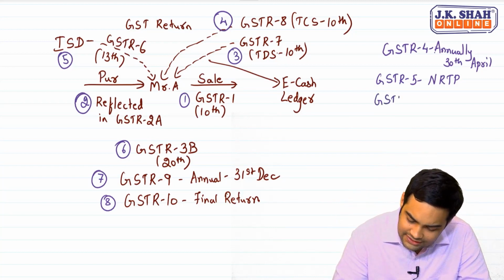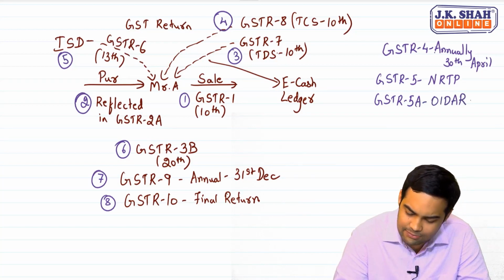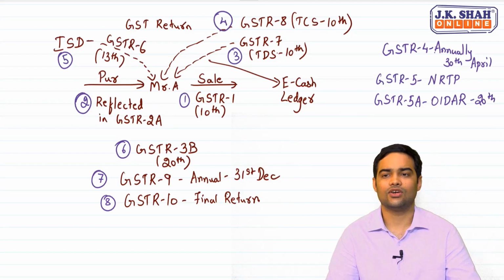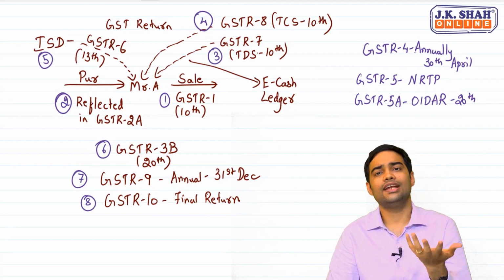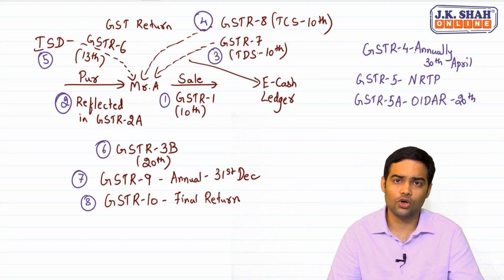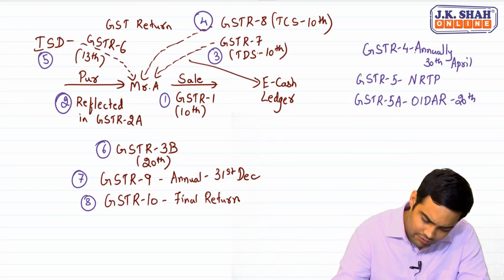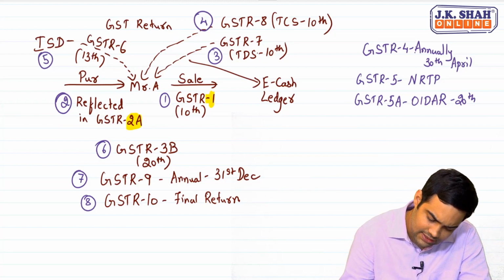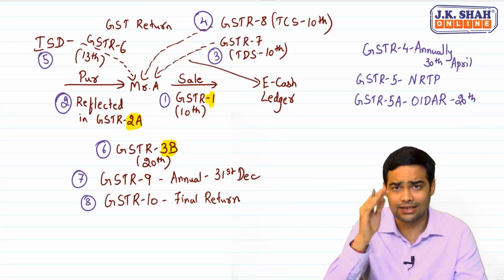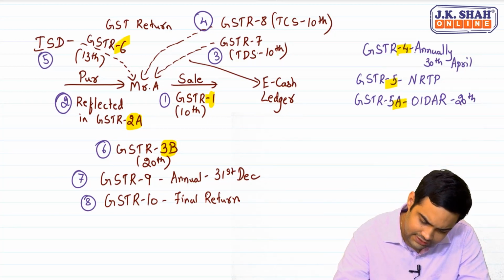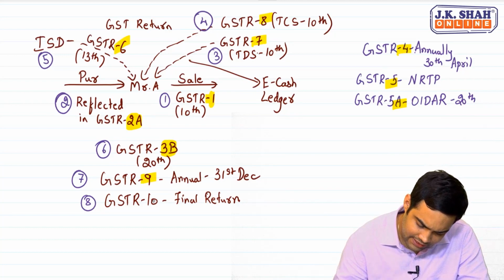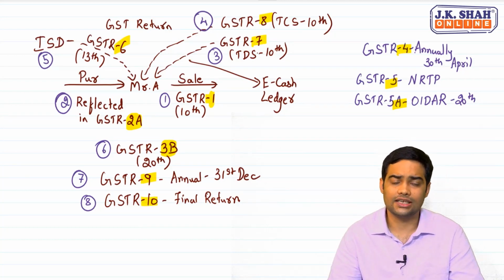There's one more return, that is GSTR 5A, which is to be submitted by OIDAR. Again, it's a monthly return, due date being 20th of the next month. So these are the returns which we see. GSTR 11 is filed by unique identification number holders for their purchases so that they can claim refund. Let's see whether we have covered everything. 1 is here, 2 is here, 3 is here, 2 and 3 are scrapped, so 2A and 3B. Then we have 4, 5, 5A, then we have 6, 7, 8, 9, 10 and 11 for unique identification number.